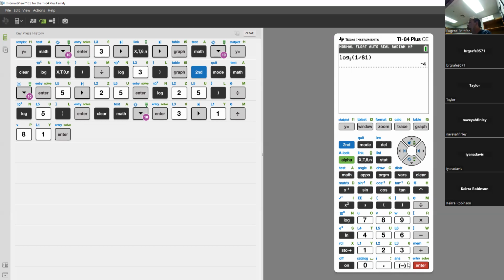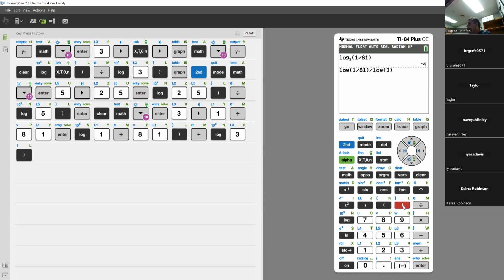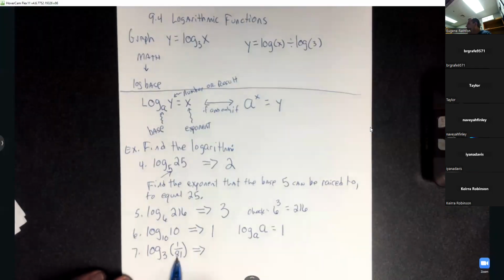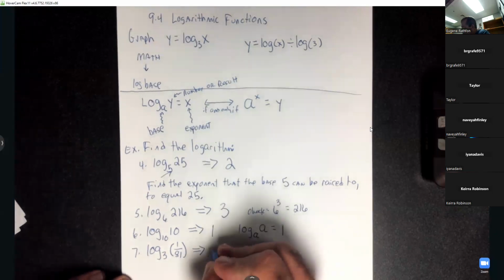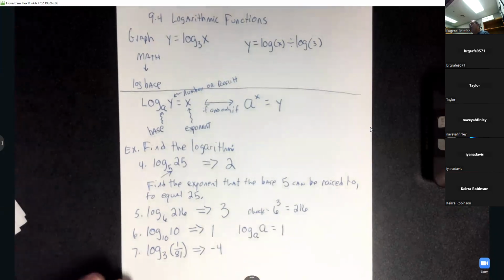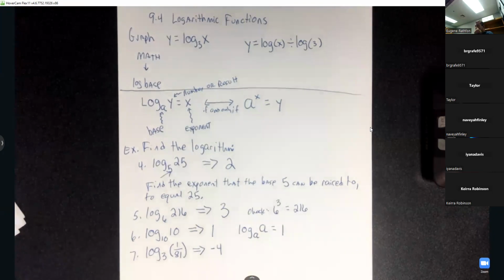Now, the second way would have been to do the log of, what is that? 1 divided by 81 divided by the log of the base, which was a 3. And y'all doing it that way, you're still going to get a -4. So remember, if you got fractions, you're usually going to get a negative exponent, okay?